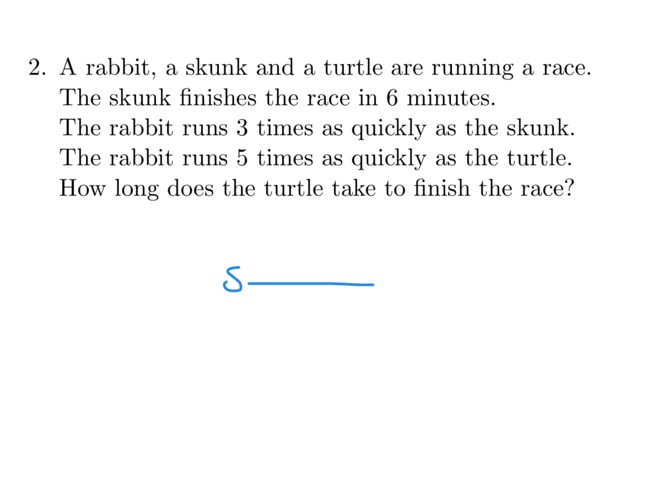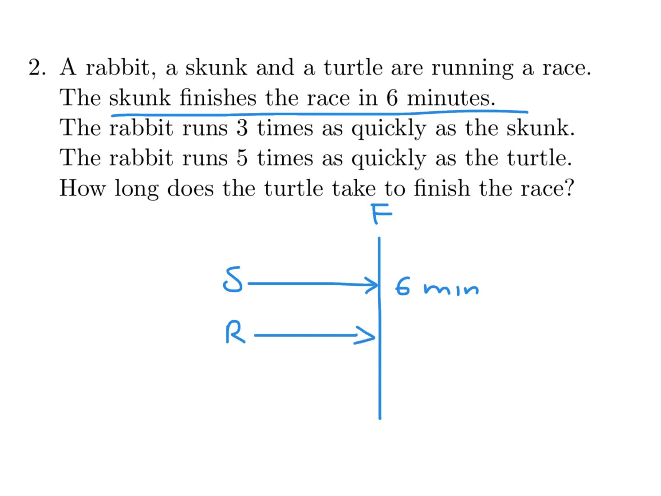So the skunk gets to the finish line, let's say this is the finish line, in 6 minutes. And then the rabbit is 3 times as fast, so that means 2 minutes. The rabbit is 5 times as quick as the turtle, so that means the turtle is 5 times slower. So 5 times 2 is 10, so 10 minutes. I think it's just a basic comparison between the speeds: 6, 2, and 10. So 10 minutes would be the answer to this question.